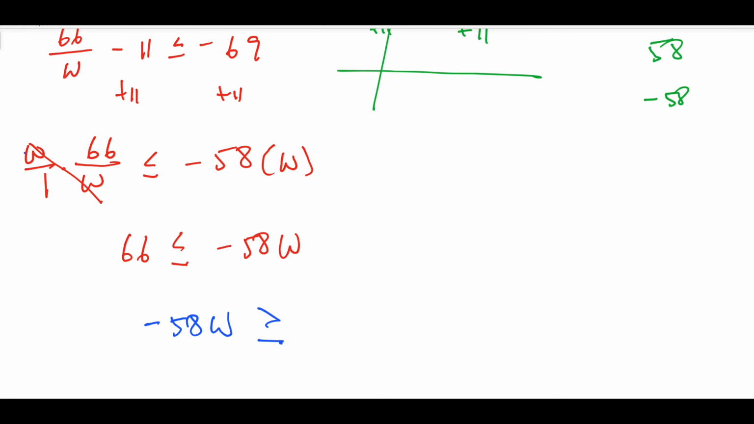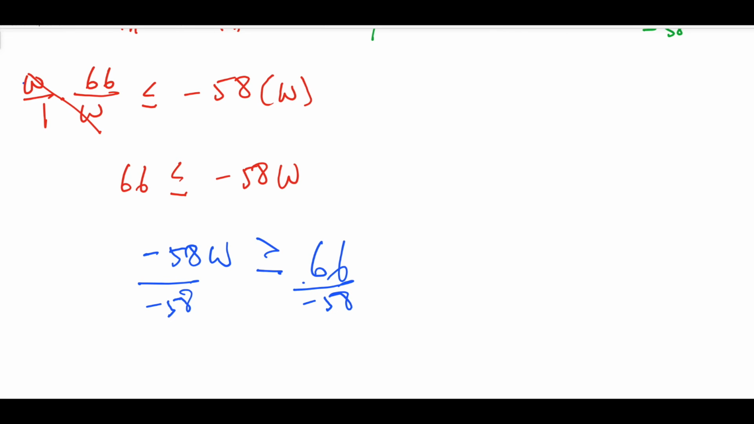So the open part is going towards the negative 58. Here the open part is still going towards negative 58. And now we're like that. So now we can divide by negative 58. Divide by negative 58. And you said it earlier, what happens when you divide by a negative? You switch the sign.